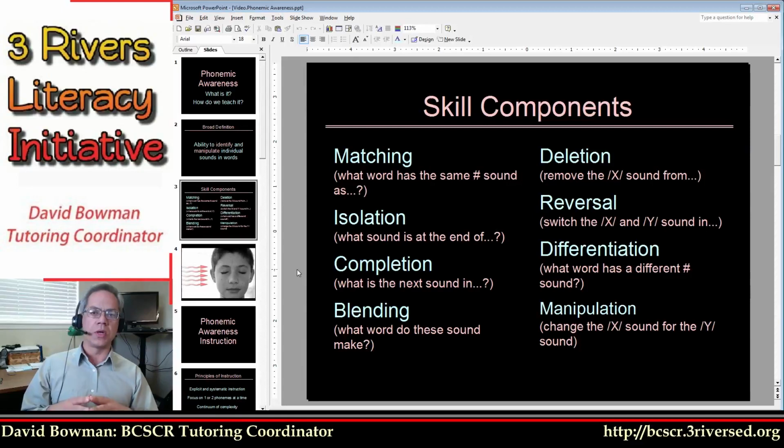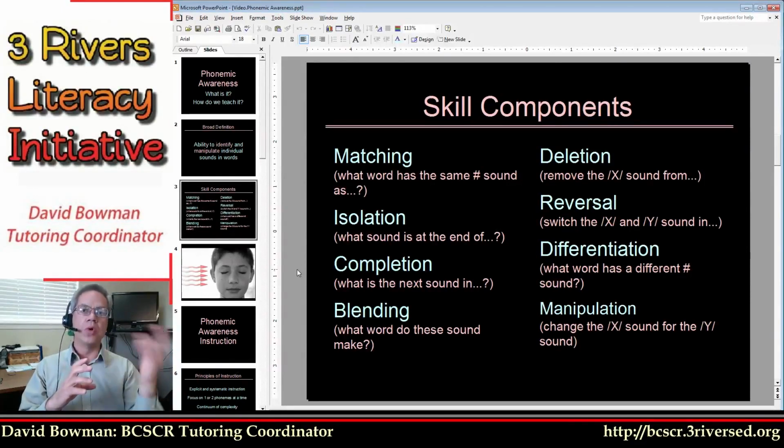With phoneme deletion, what we're talking about is being able to take the sounds within a word and then remove one or more of those sounds and be able to identify what's left. So we could say, for example, say the word remote. Now say the word remote, but leave off the re sound. And now what do you get? Well, you get moat. Okay, now with moat, remove or delete the m sound, and now what do you have? You have oat.